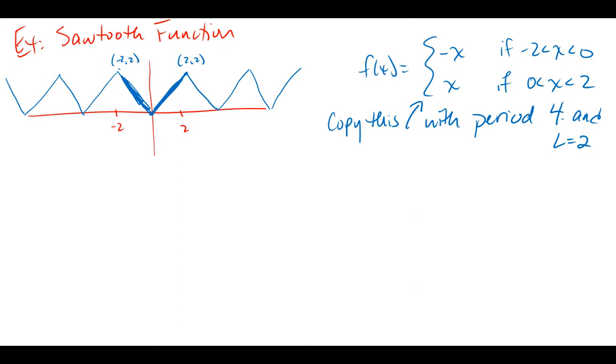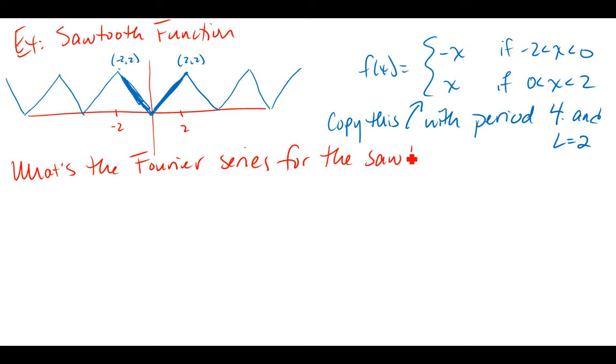Okay, so our goal is to figure out the question here, aside from drawing some pictures: what's the Fourier series, or the Fourier expansion, or however you want to say that, for the sawtooth function. We're going to do it between -2 and 2, right?